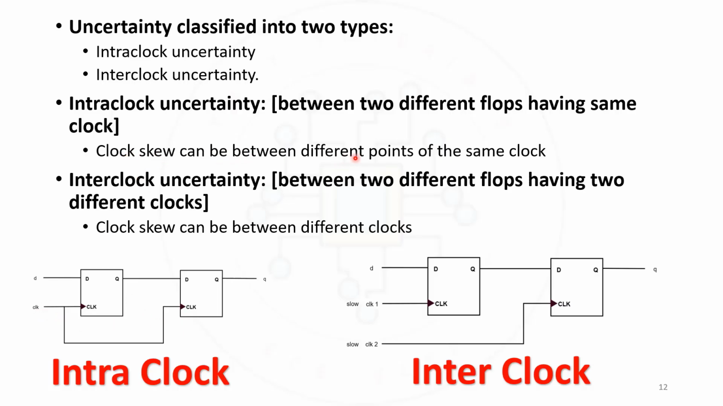Clock skew can be between different points of the same clock. Next, inter-clock uncertainty. It is between two different flops having two different clocks. So you can see here, two different flops having two different clocks, that is clock 1 and clock 2. So clock skew can be between different clocks. So skew here will be between clock 1 and clock 2.